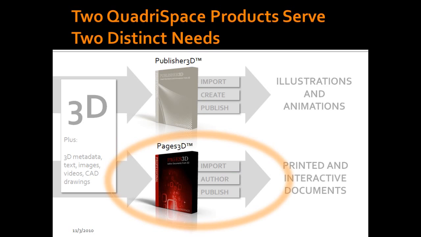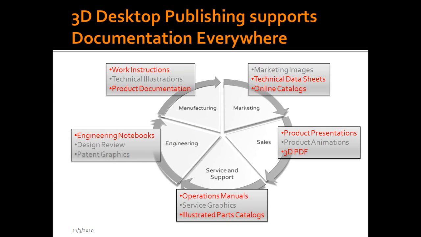And really what Pages3D is about, how it's used, is it takes the 3D CAD information, including other things like metadata, images, drawings, 2D CAD that is, all kinds of different data, Excel spreadsheets that come out of PDMs. Those kind of things can be pulled into Pages3D, and then the page design and the 3D manipulation can be done within a single product, resulting in printed and interactive documents, both using a single application.